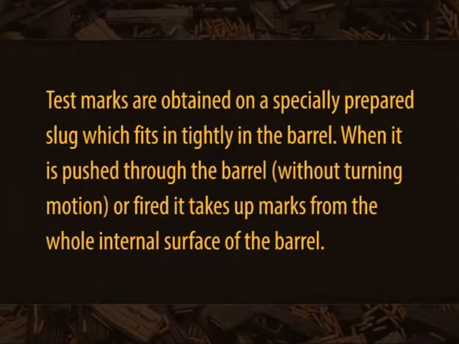Test marks are obtained on a specially prepared slug which fits tightly in the barrel. When it is pushed through the barrel without turning motion or fired, it takes up marks from the whole internal surface of the barrel. The comparison of the marks on buckshot or pellets with the marks on the slug is then carried out with a comparison microscope, like a bullet.